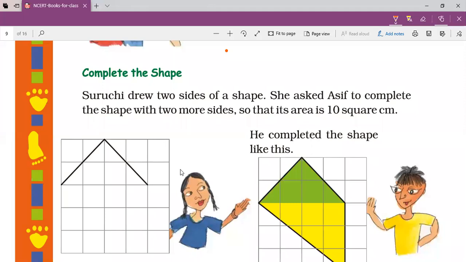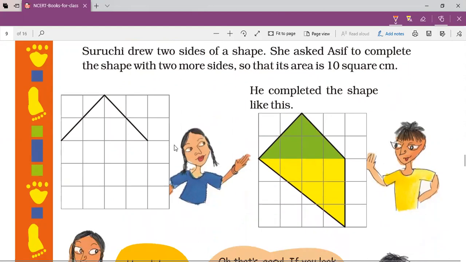Complete the shape. Suruchi drew 2 sides of a shape. She asked Asif to complete the shape with 2 more sides so that its area is 10 square centimeter. So here, in this square grid, she had drawn two sides of the shape. Now she is asking Asif to draw another two sides of that shape, but the area of that shape should be 10 square centimeter.